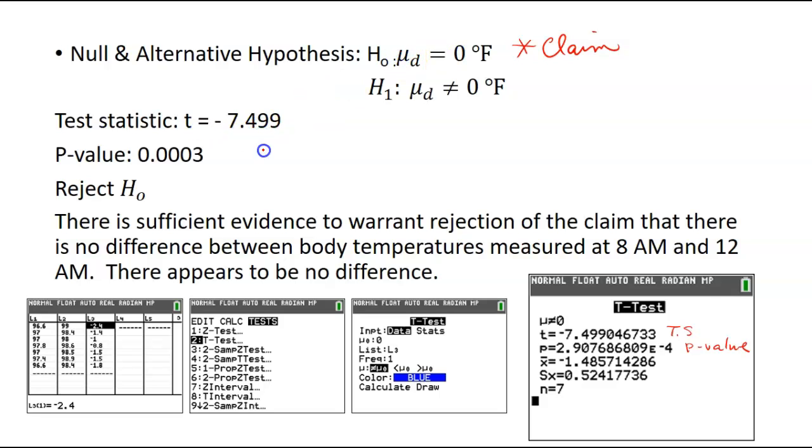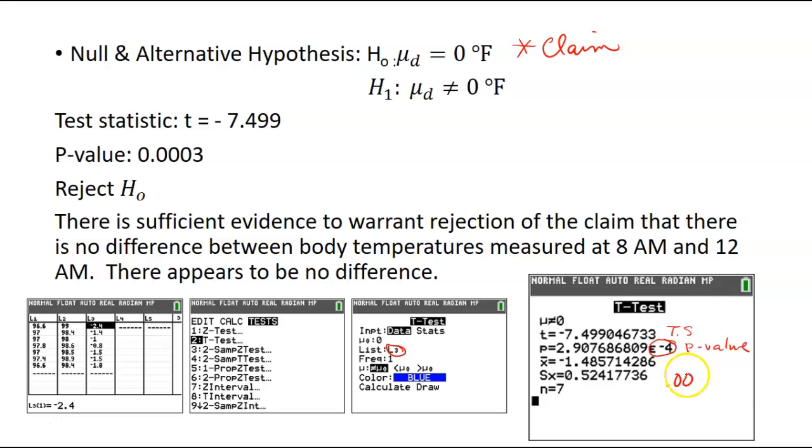For our test statistic, once we've done our L1 or L2 and our differences, then we'll go to test, t-test. Our data has been entered, so we'll do data. Our mu sub 0 is 0. We're going to do L3 for our list because that's where our differences are, and a tail that does not equal, so it's a two-tailed test. That gives us our test statistic and our p-value. So our p-value is very small since we've got this e-4 over here.